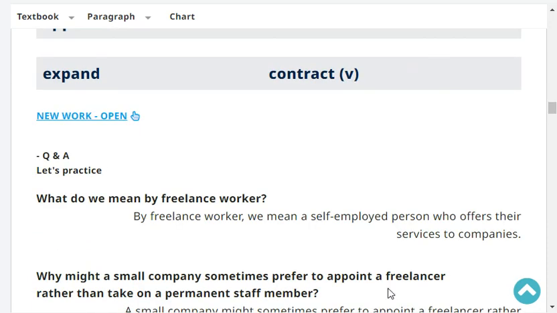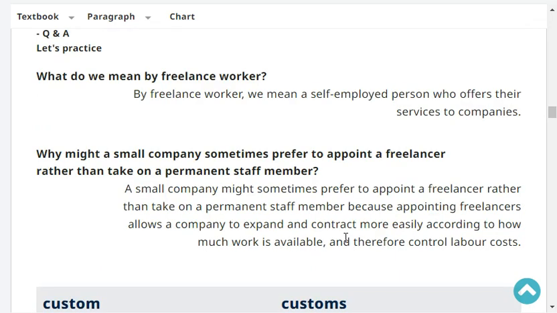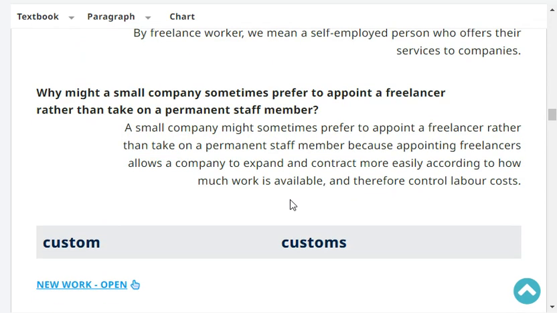What do we mean by a freelance worker? By freelance worker, we mean a self-employed person who offers their services to companies. Very good.